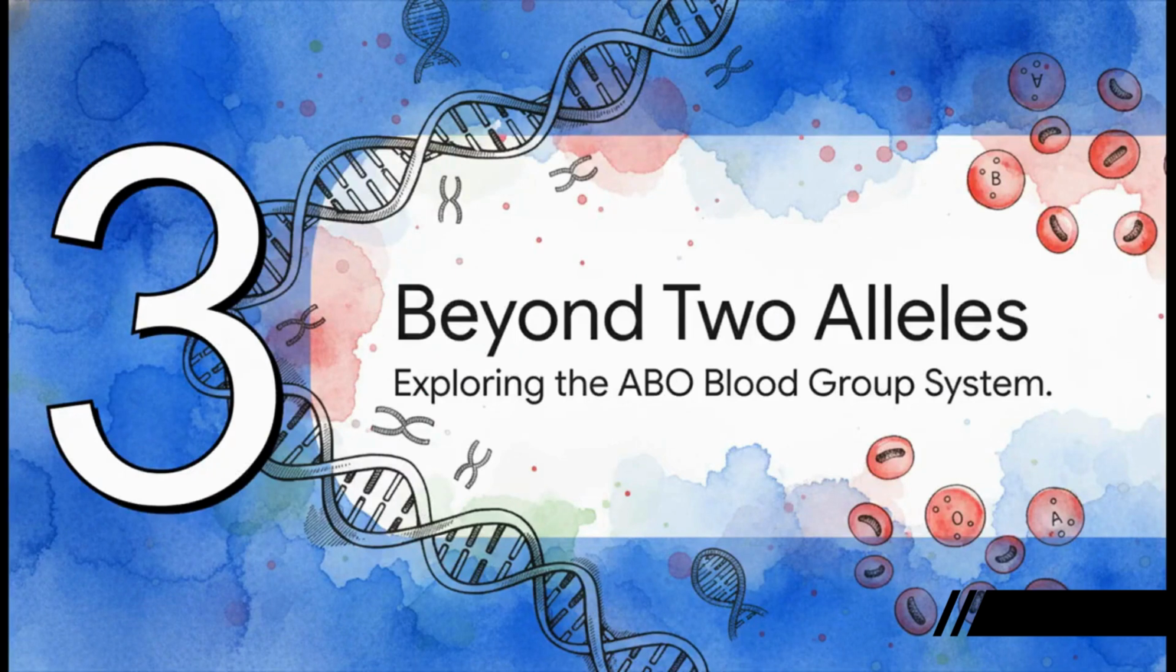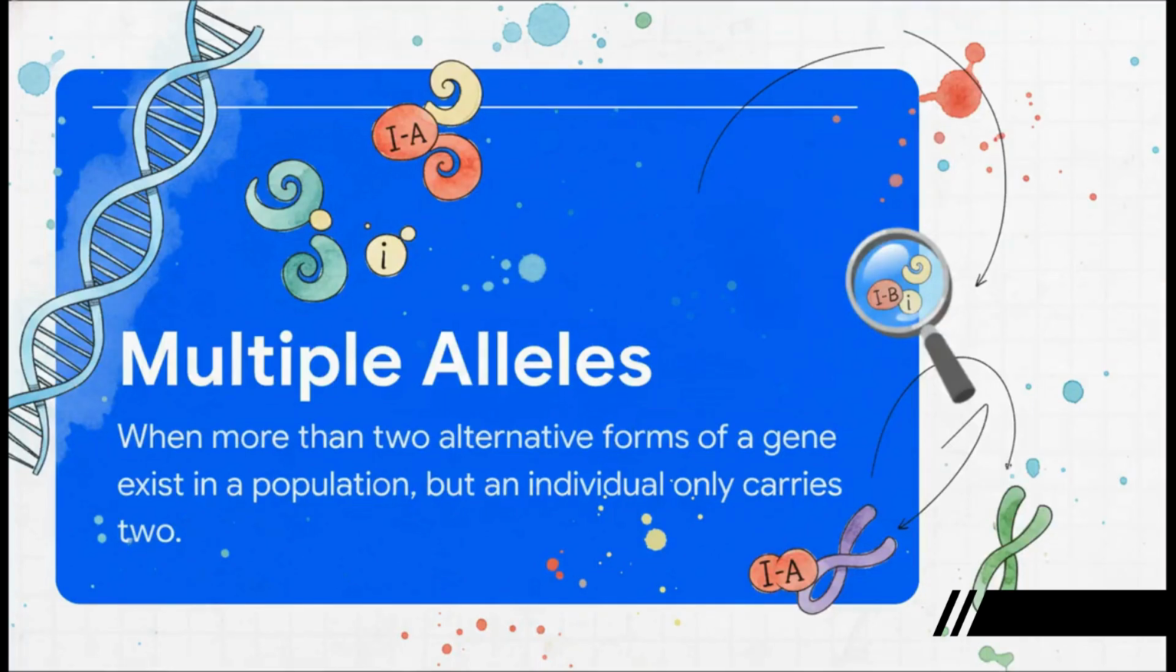Now, let's take this a step further. Mendel's peas only had 2 options for each gene. But in the real world, what if there are more than 2 choices? This brings us to a really cool concept called multiple alleles. Multiple alleles just means that for one single gene, there are more than 2 versions of it floating around in the population. The classic example, of course, is the human ABO blood group system. It's controlled by the gene I, but there are 3 alleles out there: IA, IB, and little i.